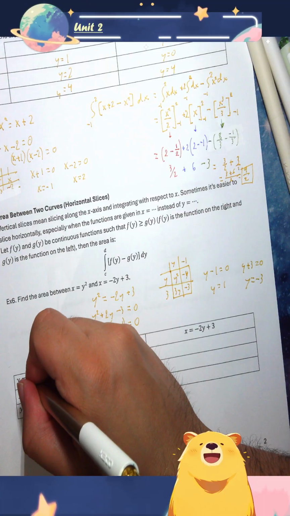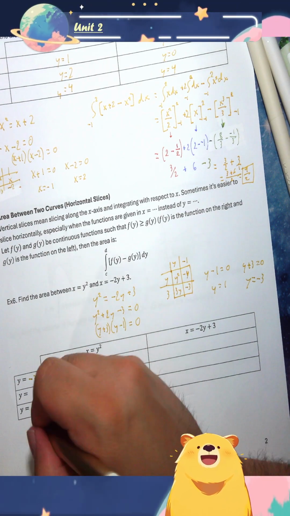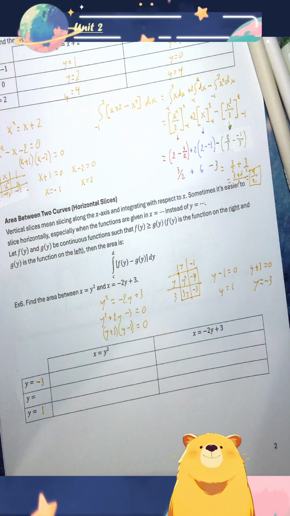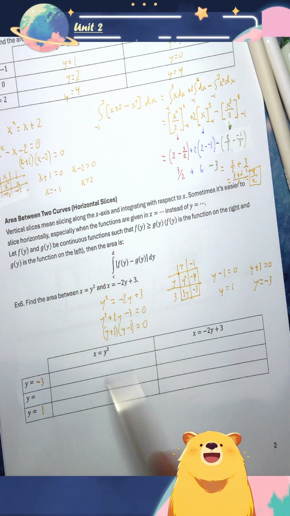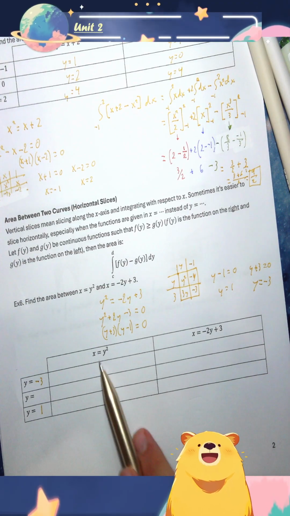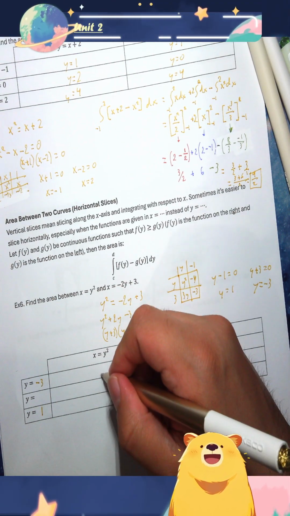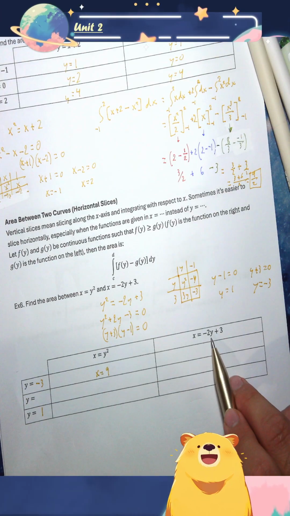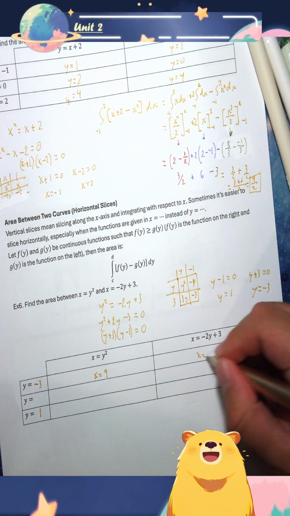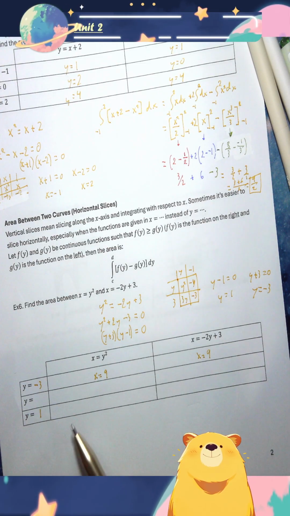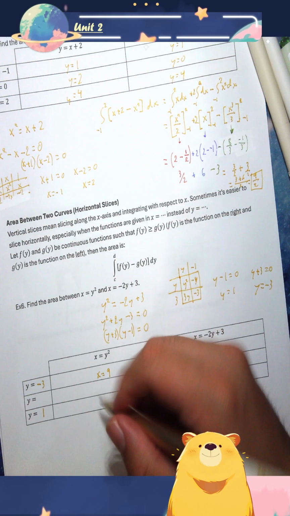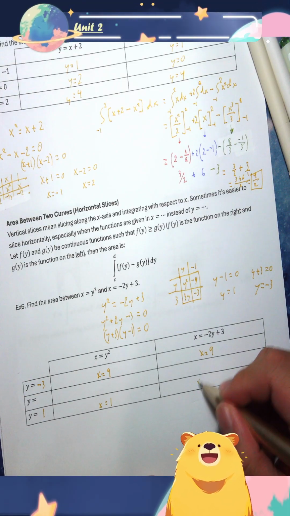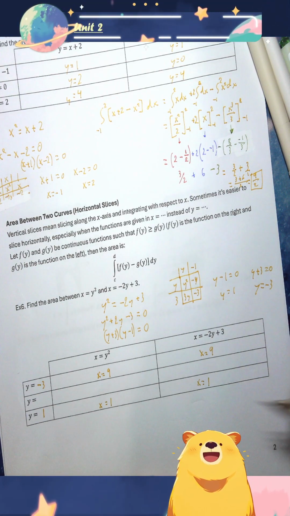So we know it's going to start at -3, and it's going to end at 1. So that means we need to figure out what x is at these 2 points. Well, let's start. In this case, x will be 9. And in this case, we have 6 plus 3. x is 9 as well. Then when y is 1, x will be 1. And when y is 1, x will be -2 plus 3, which is 1.